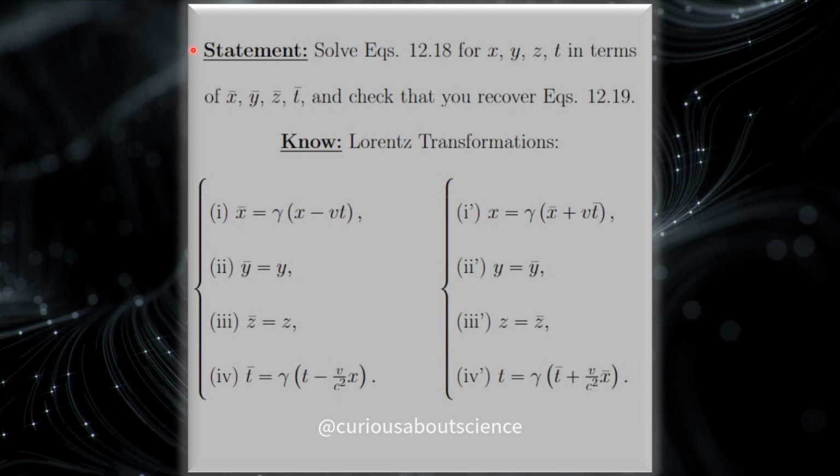All right, welcome back. So again, we're dealing with how to handle the transformation rules and how to get from the forward to the reverse or inverse transformations. So that's what we want to do here. We're looking at solving equations 12.18 for x, y, z, t in terms of their transformed coordinates, and check that you recover equations 12.19.